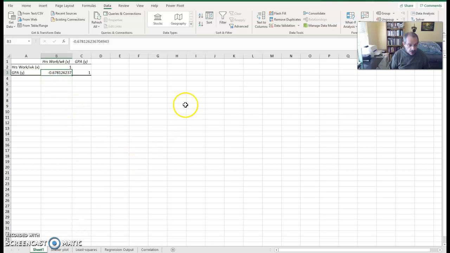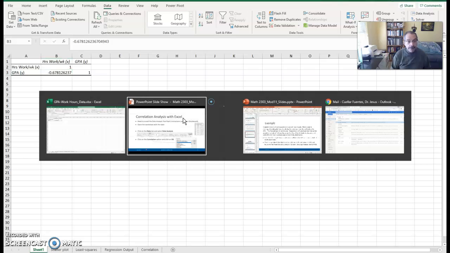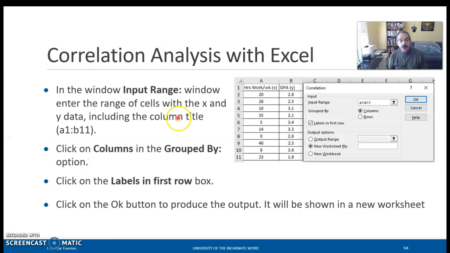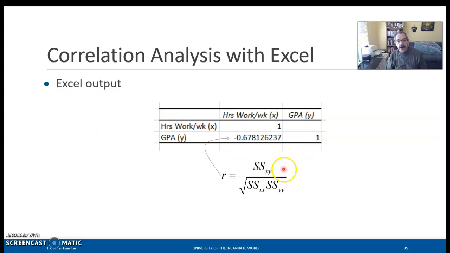All right, so let me go back to the slides. In the next slide, I'm showing everything that I showed you on Excel. And here's the output. So here's the correlation coefficient that we're looking for. So if you'd rather get the correlation coefficient using Excel, then you know how to do it.